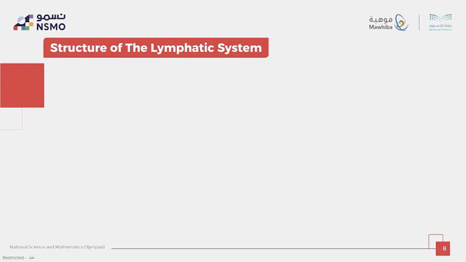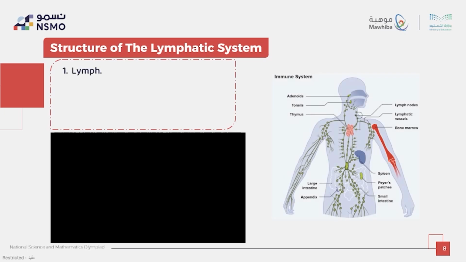After we have done with the functions of the lymphatic system, now we will talk about the structure of the lymphatic system. The first thing inside the lymphatic system is the lymph. The lymph is a clear fluid that carries immune cells and waste materials throughout the body. So this is lymph. Second one is lymphatic vessels. These are tubes that transport lymph just like veins transport blood. So this is lymphatic vessels.